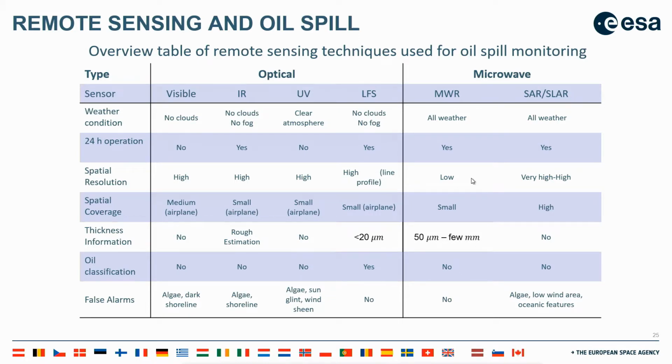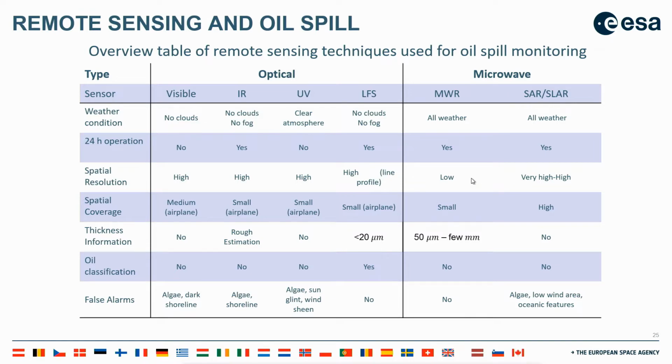What sensors do we have? Which remote sensing techniques are used for oil spill? So here is a little table summarizing what is available. You have three columns. The type shows you which sensor, and some information that is useful for oil spill monitoring. And then the division between what the optical sensors are doing and the microwave.